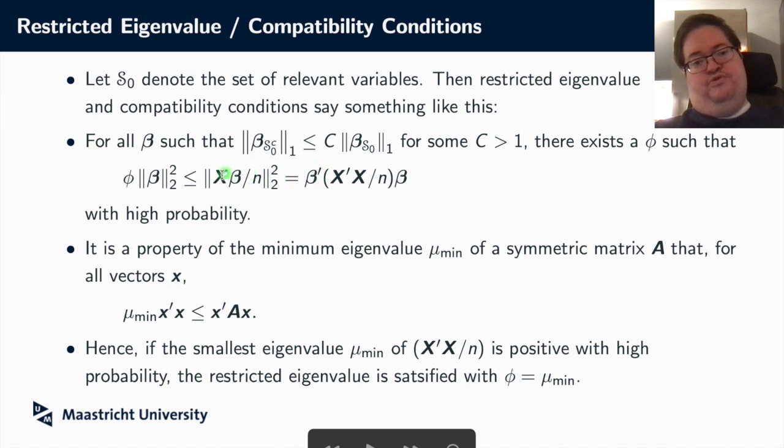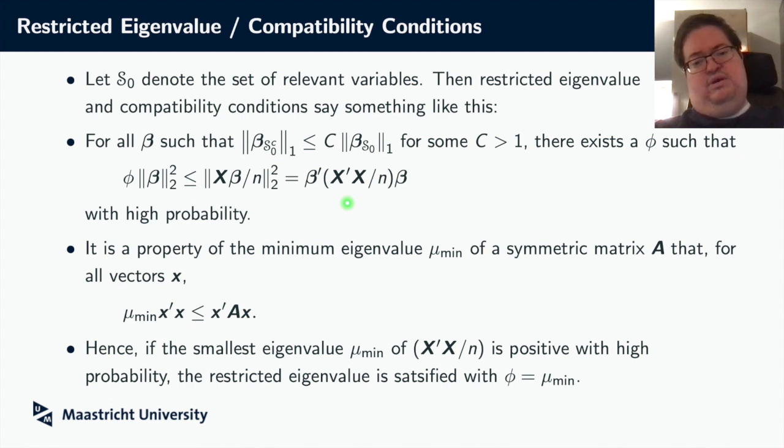We can write this, of course, out. So this is beta prime x prime x over n times beta. And we want this to hold with high probability because, of course, x may be random, and then we cannot say this holds for certain. But it should hold with very high probability, in fact, probability going to 1. Now, this is, of course, very abstract, and this condition is not very easy to understand whatsoever.